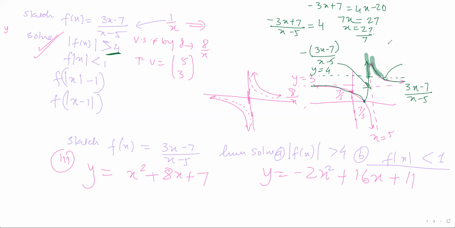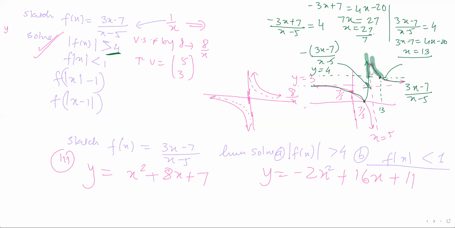And now to get this intersection, you're going to equate 3x minus 7 upon x minus 5 equals 4. So you'll get 3x minus 7 equals 4x minus 20. So you're going to get x equals 13. Because this side, if you get here, will become positive 13. And this one will become x. So you get x as 13. So this intersection that we got is 13.